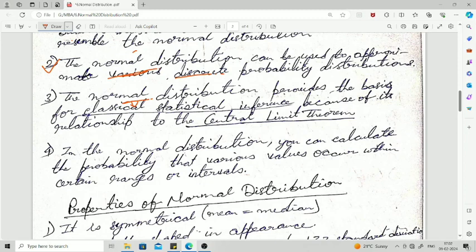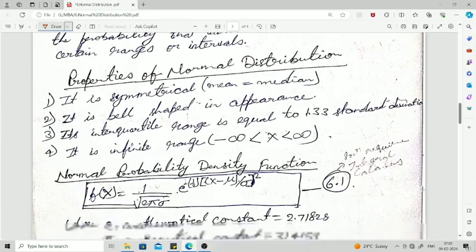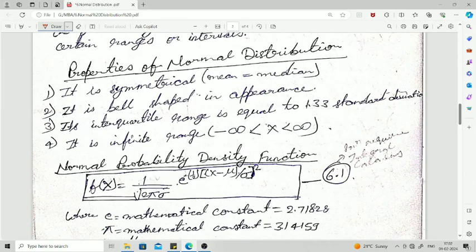That means probability can be approximated. We can calculate the probability of different values that occur within certain ranges or intervals. Then you have the properties of normal distribution. So, the normal distribution, now you have seen its importance.